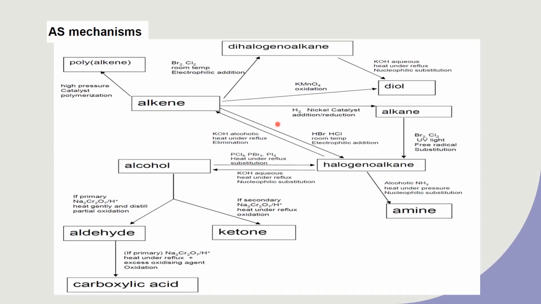The alcohol, we can then oxidize depending on the type of alcohol. If it's a primary alcohol, it will be oxidized to an aldehyde. A secondary alcohol is oxidized to a ketone, and further oxidation of the aldehyde leads to a carboxylic acid. So this is the summary of all the organic chemistry reactions which we have discussed throughout unit 1 and unit 2. It's important that you know and understand how one reagent can be converted into the desired product.